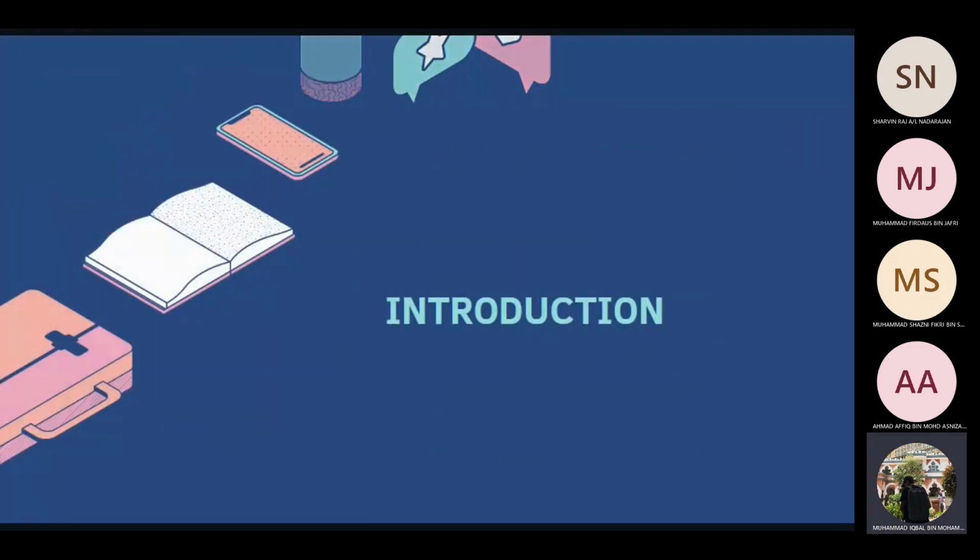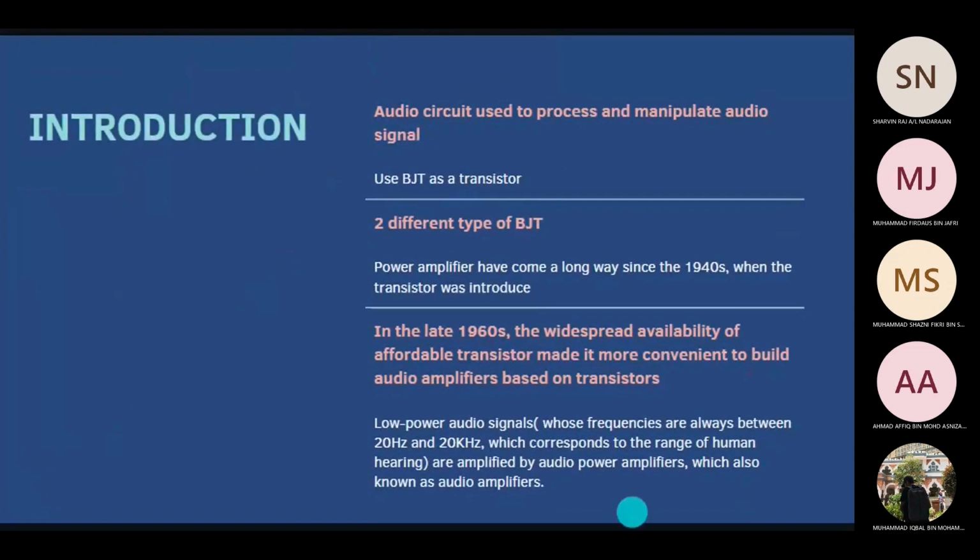Okay, for the introduction, audio circuits are used to process and manipulate audio signals. We use a BJT as the transistor. There are two different types of BJT.